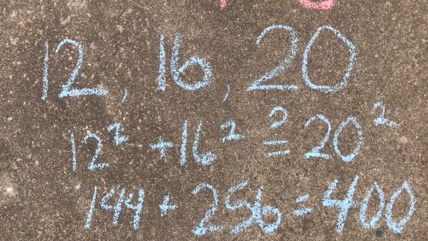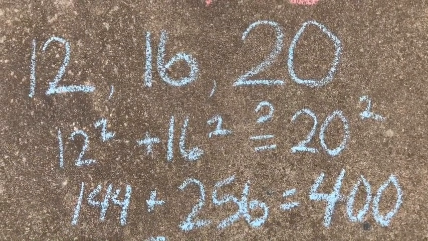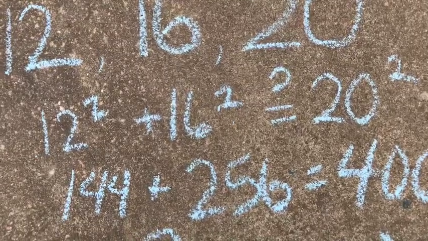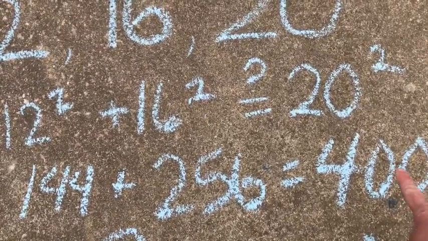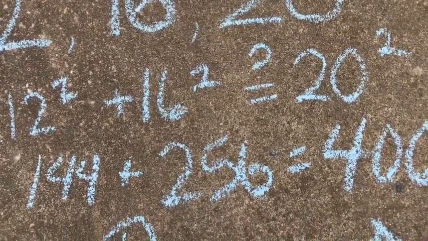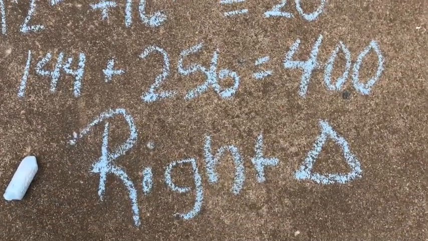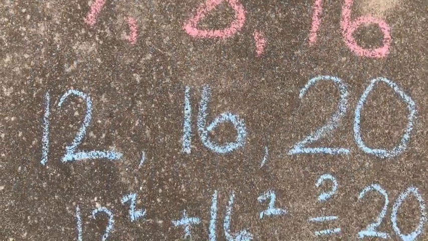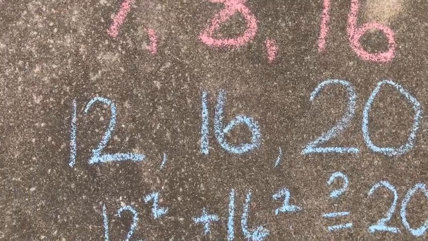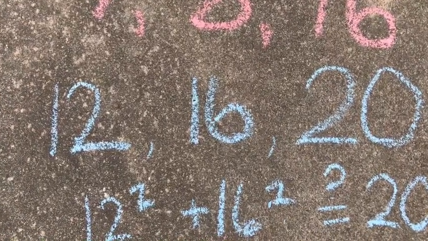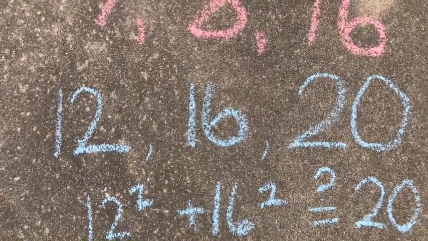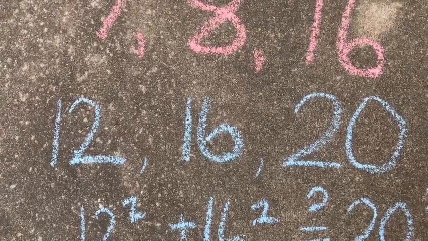So we've got 144 plus 256. That actually equals c squared. So if our c squared is equal to our a squared plus our b squared, then that means it's a right triangle. So actually this one's pretty cool because this date, 12, 16, 20, is December 16th of 2020.